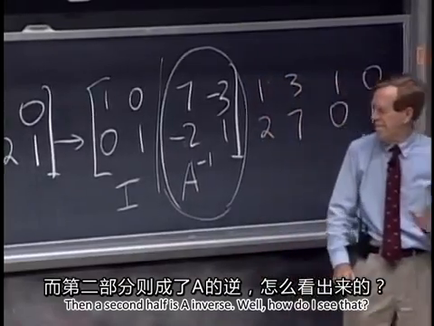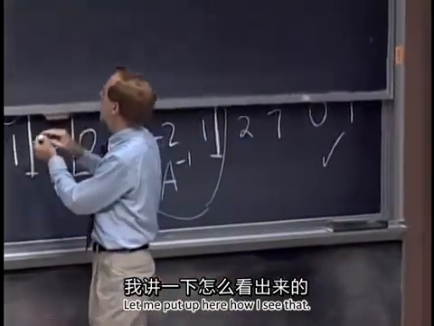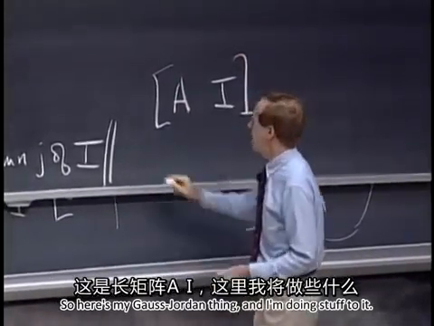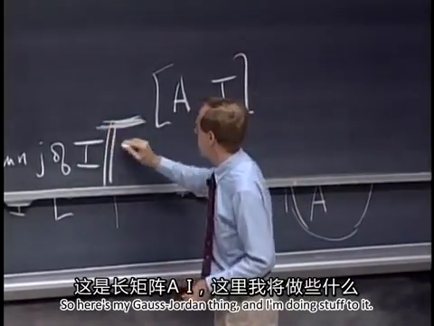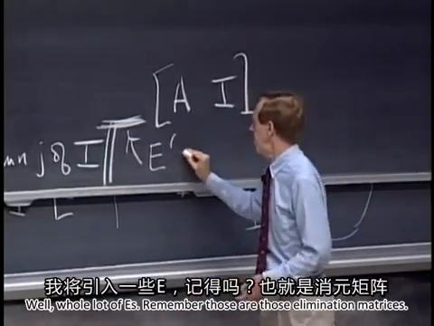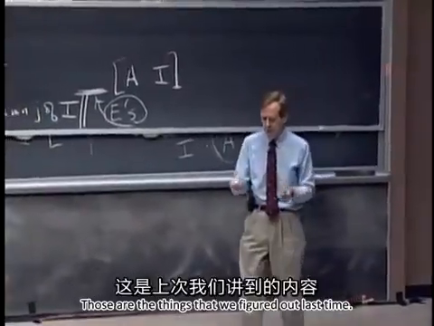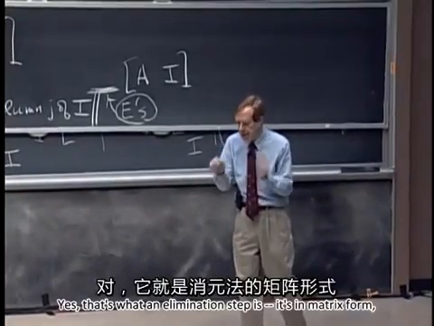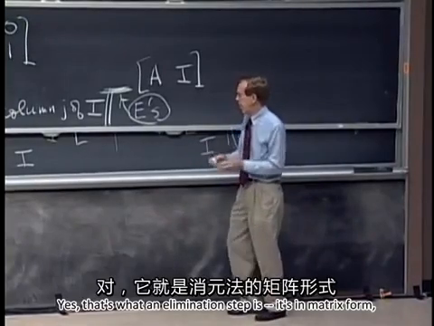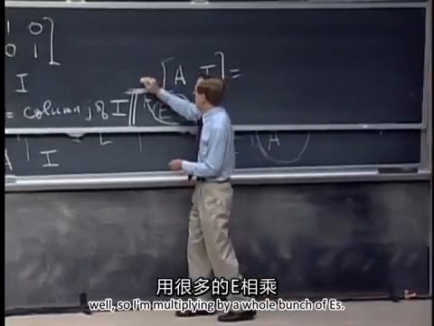Well, how do I see that? Let me put up here how I see that. So here's my Gauss-Jordan thing, and I'm doing stuff to it. A whole lot of E's. Remember, those are those elimination matrices. Those are the things that we figured out last time. Yes, that's what an elimination step is. It's in matrix form. I'm multiplying by some E's. And the result, well, I'm multiplying by a whole bunch of E's.